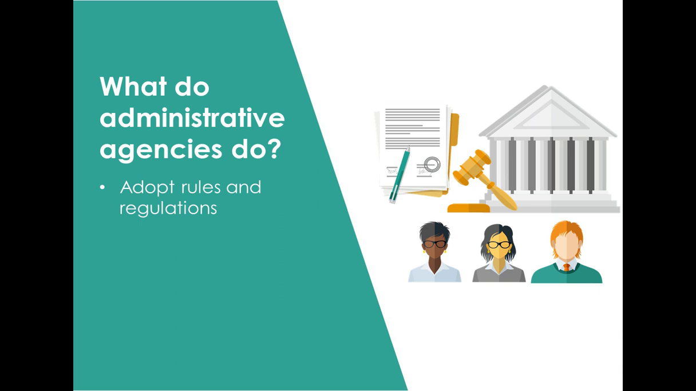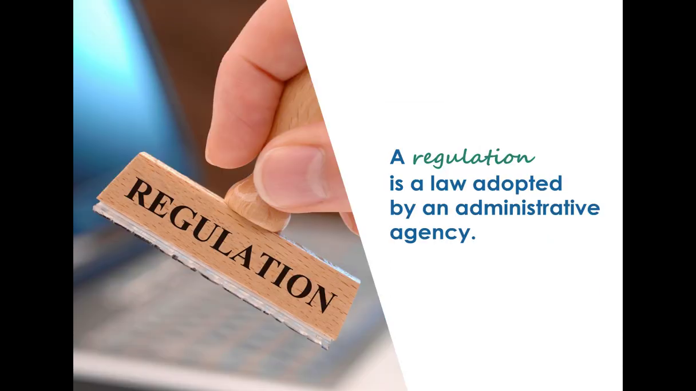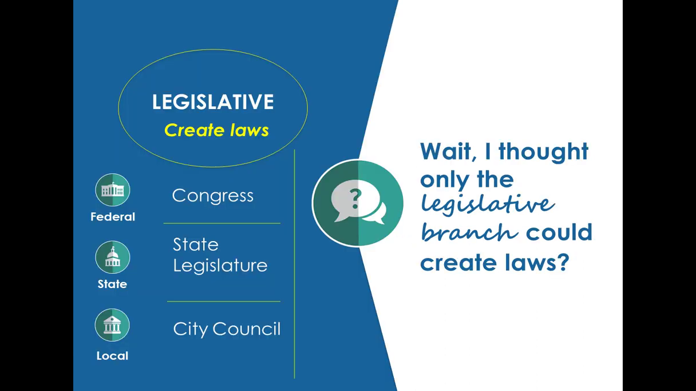So what do administrative agencies do? One activity that agencies commonly engage in is adopting rules and regulations. A regulation is a law adopted by an administrative agency. You might also sometimes hear the term rule in addition to regulation, and these terms mean the same thing and can be used interchangeably. For purposes of this training, though, we use the term regulation. And we'll talk more about how agencies make rules and regulations in the second webinar.